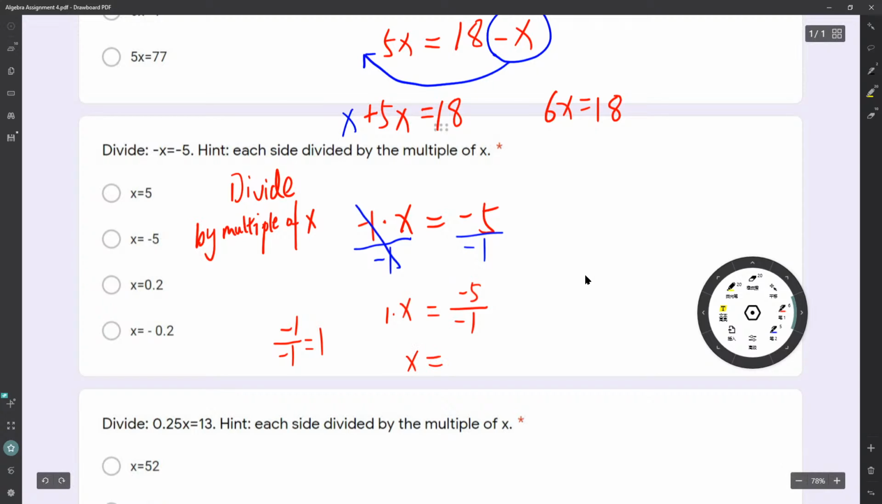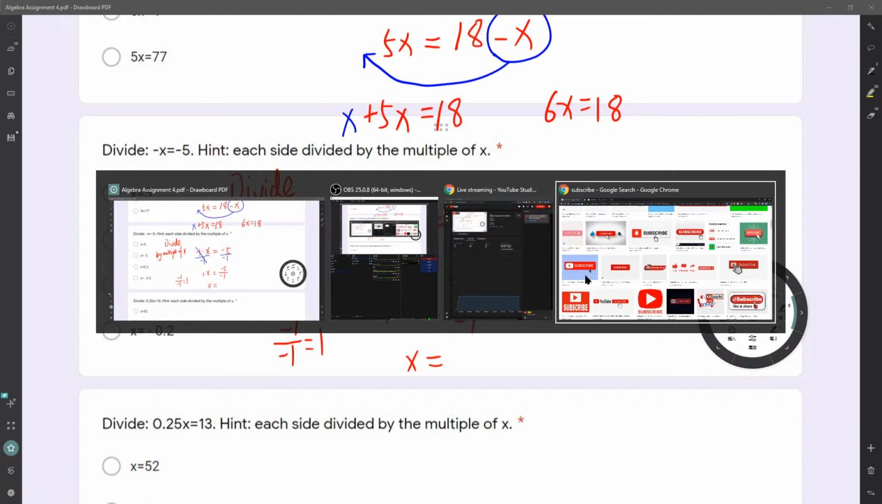And what about this? -5 divided by -1. What is that? So let's use the calculator.